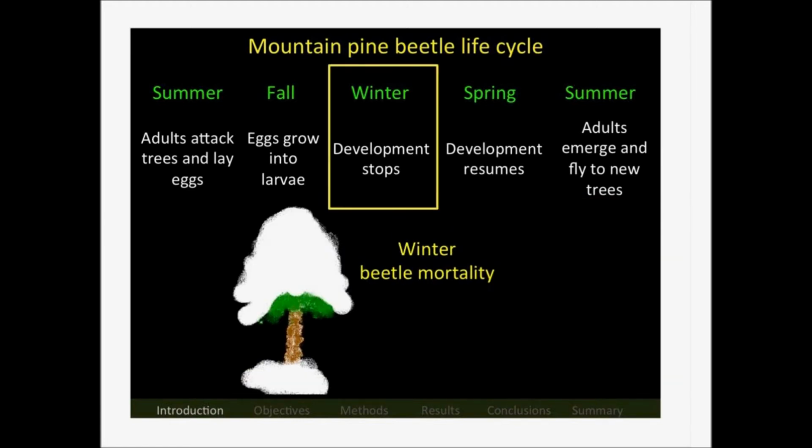Another important point in this life cycle is during the winter. The larvae develop cold hardiness, and the later larval stages are the most cold tolerant, but temperatures low enough can kill even those cold hardened larvae. And so winter beetle mortality becomes important, particularly in these higher elevation whitebark pine forests.